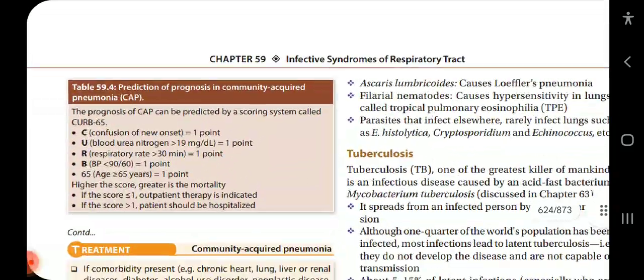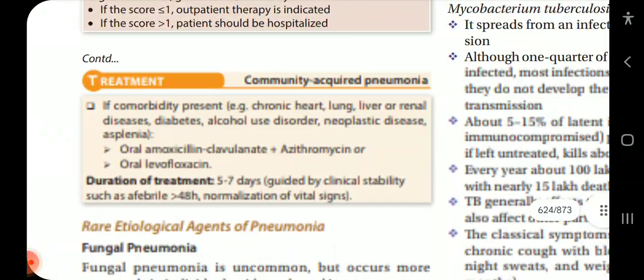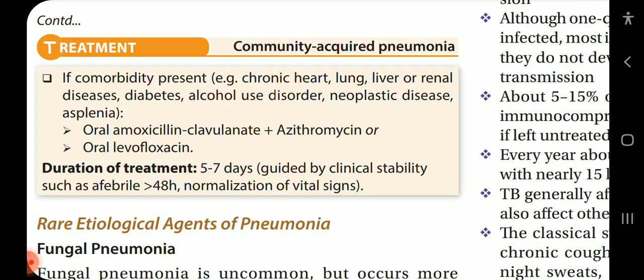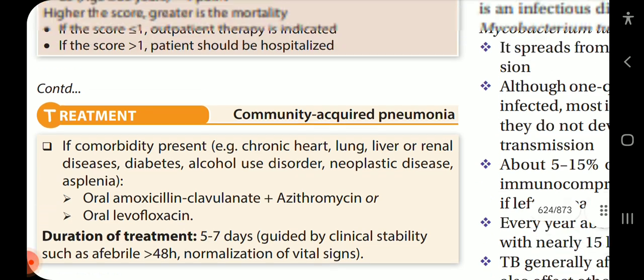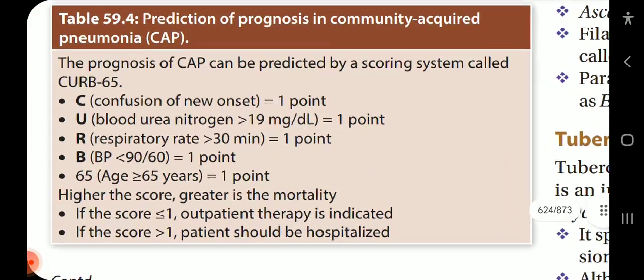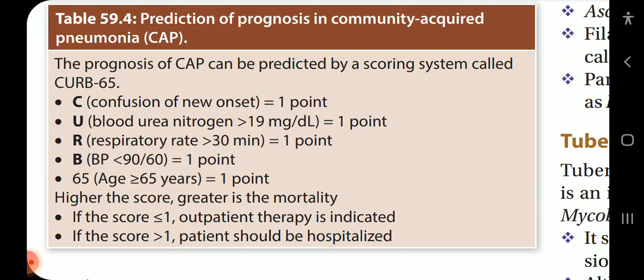Now, if comorbidity is present, for example chronic heart, lung, liver or renal disease, diabetes, alcohol use disorder, neoplastic disease, asplenia, oral amoxicillin-clavulanate plus azithromycin or oral levofloxacin can be given. Duration of treatment is 5 to 7 days, guided by clinical stability such as afebrile for more than 48 hours and normalization of vital signs. This is a prediction of prognosis in community acquired pneumonia, CAP.